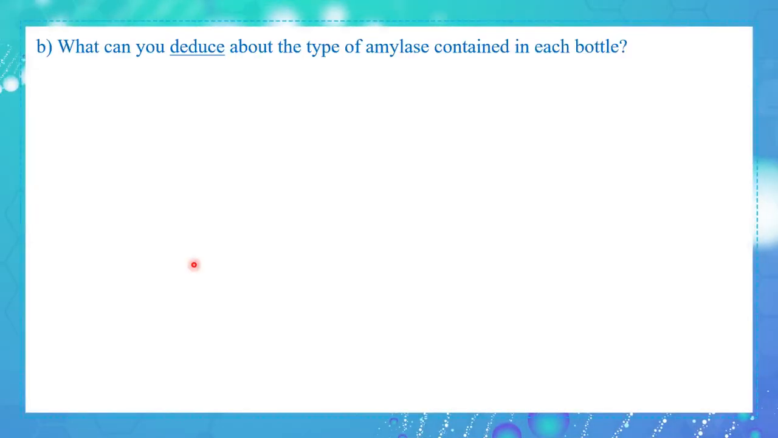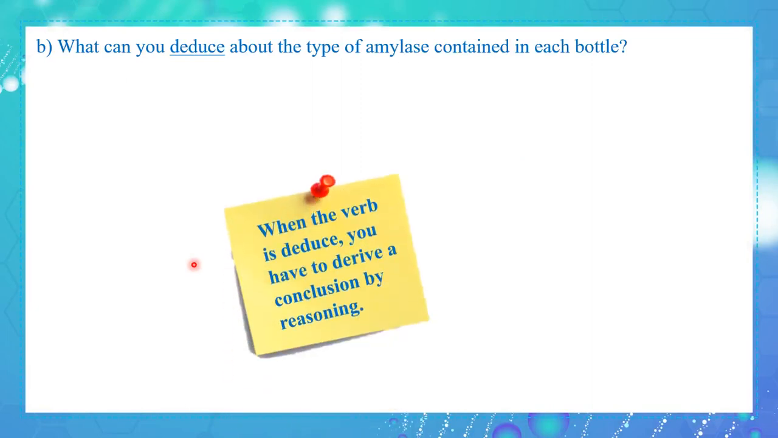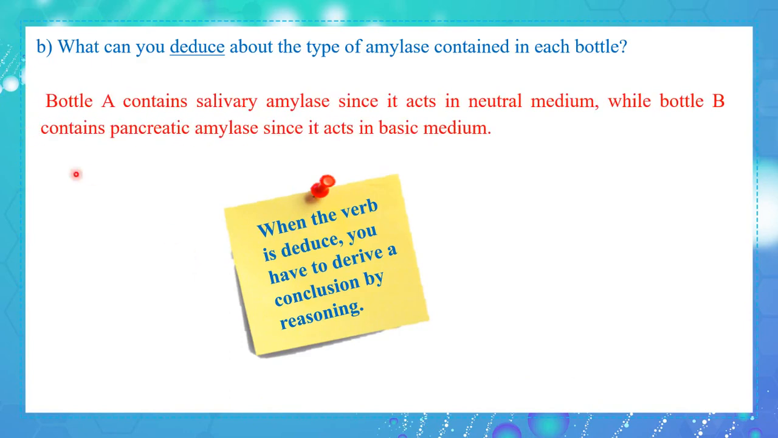What can you deduce about the type of amylase contained in each bottle? When the verb is deduce, you have to derive a conclusion by reasoning. You have to mention the conclusion that you reached and you have to give the reason that led you to this conclusion. So bottle A contains salivary amylase since it acts in a neutral medium, while bottle B contains pancreatic amylase since it acts in a basic medium.